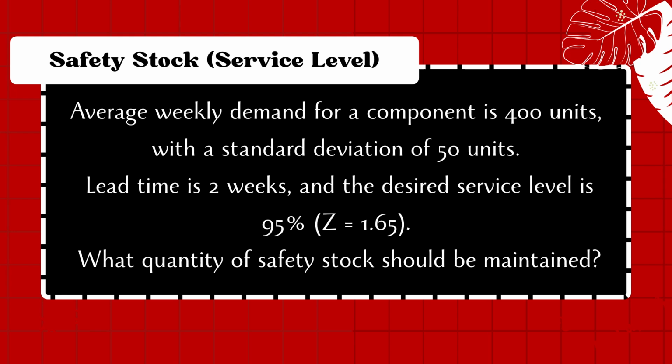It usually takes 2 weeks from the time an order is placed until new stock arrives. The company wants to meet customer demand 95% of the time without running out of stock. How many extra units should be kept in safety stock to reach that level of service?